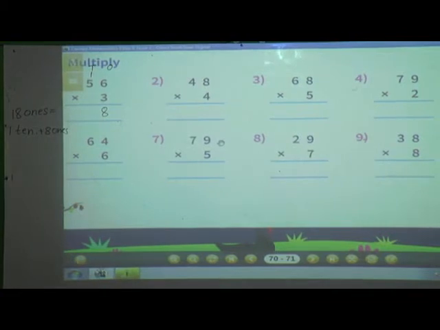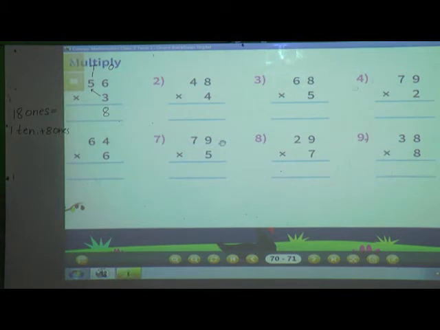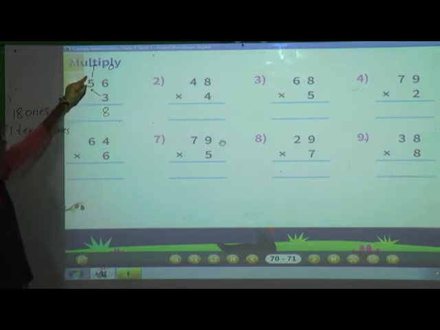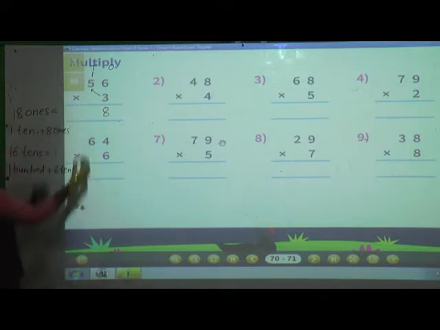Now we will do the multiplication. 3 into 5 tens. 3 5s are 15. 15 plus 1. This carry also we have to add. So 15 plus 1 is equal to 16. Now 16 tens is equal to what? Yes, 16 tens is equal to 1 hundred plus 6 tens, isn't it? So at tens place we will write 6.